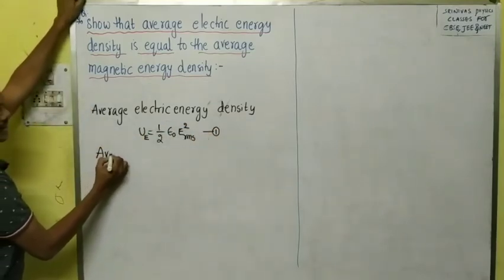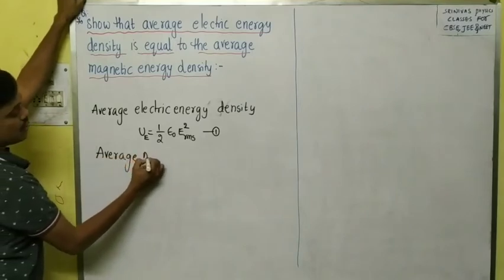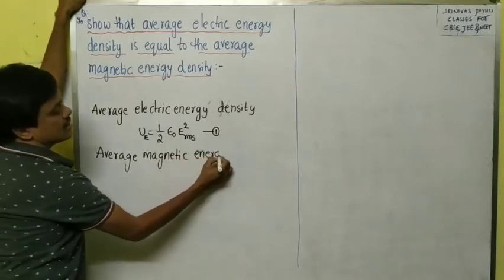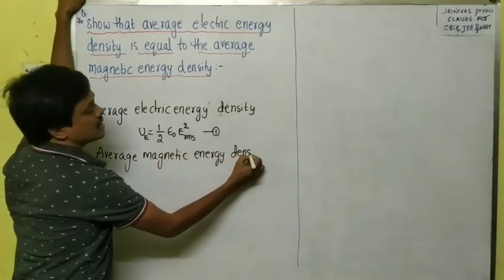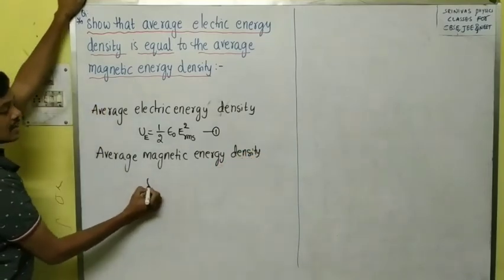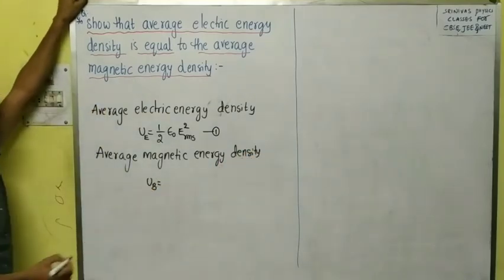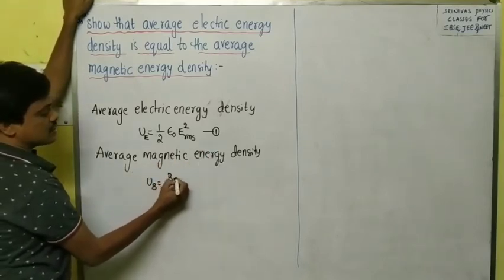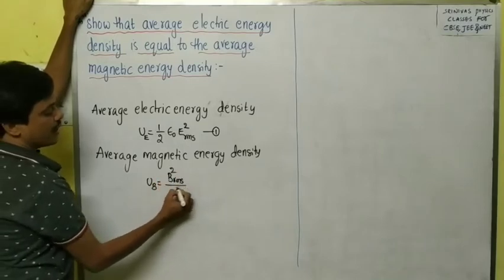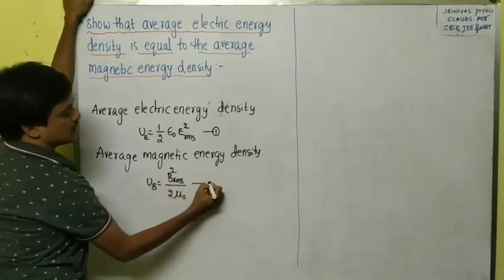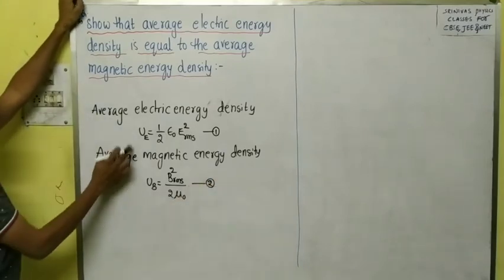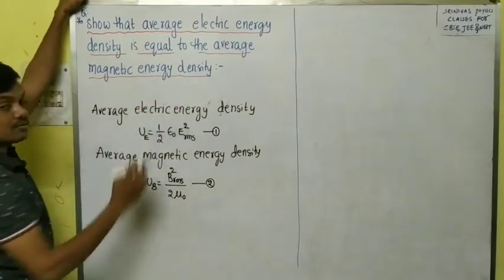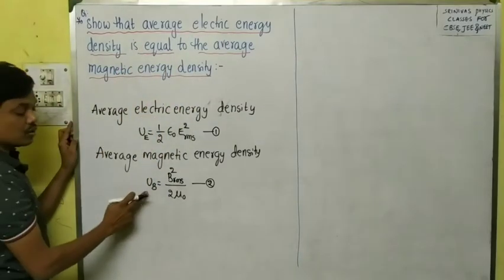Average magnetic energy density I want. What is average magnetic energy density? This formula you already know, that is, average magnetic energy density is energy stored per unit volume. Magnetic energy per unit volume is called magnetic energy density. That formula is B_RMS square by 2 mu naught. This is equation 2. And now I am going to prove that these two are equal. Show that average electric energy density is equal to the average magnetic energy density. We have to show that U_E is equal to U_B.